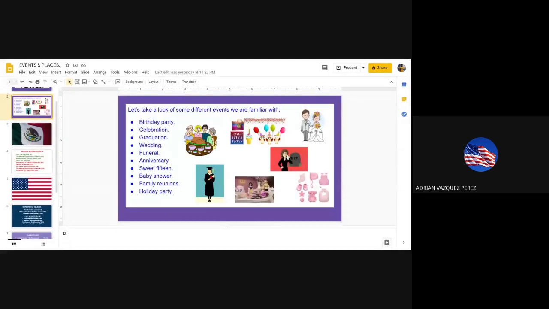Okay, write down in your notebook, escriban en su libreta: birthday party, celebration, graduation, wedding, funeral, anniversary, sweet 15. ¿Se acuerdan cuál era el número 15? Baby shower, family reunions, and holiday party.